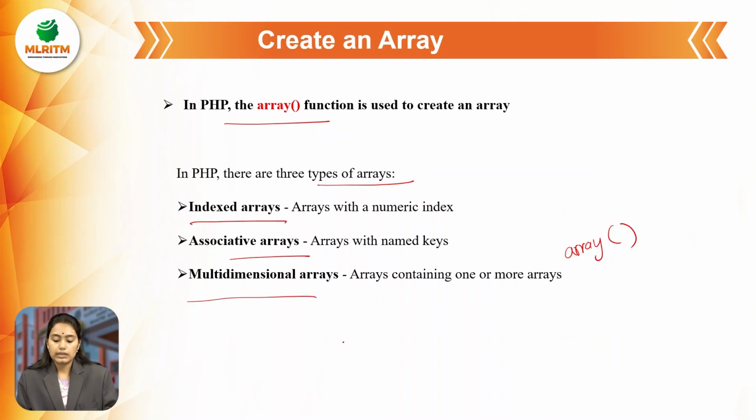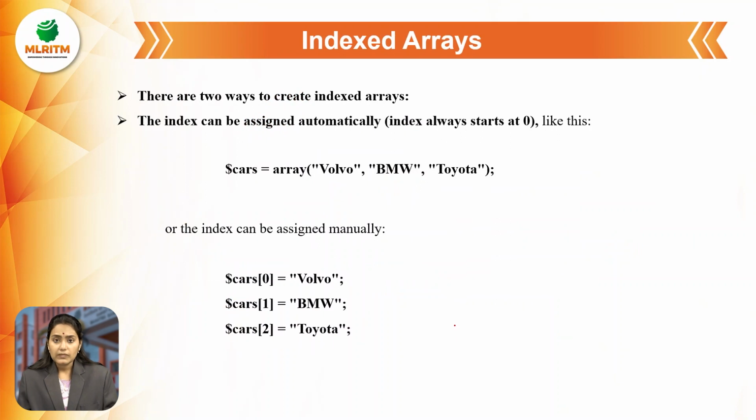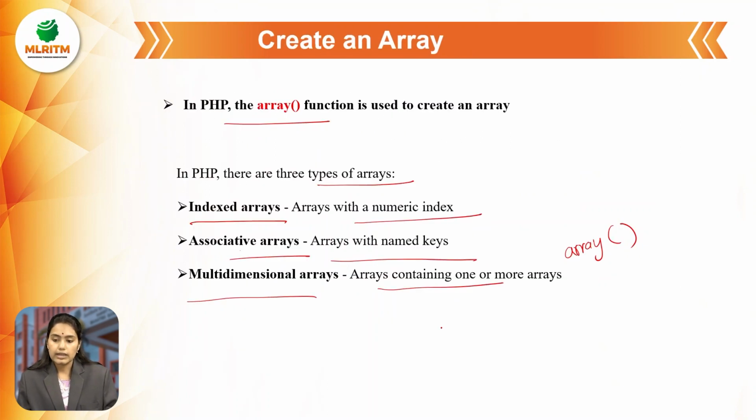Coming to what an indexed array is: an indexed array is an array that can be accessed using a numeric index, and an associative array is an array with named keys. If you mention the named keys, you can retrieve the values by calling the named keys. Multidimensional arrays contain one or more arrays. Coming to the first one, the index array: it is an array with a numeric index, right?